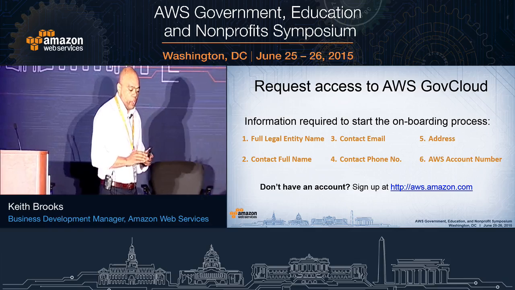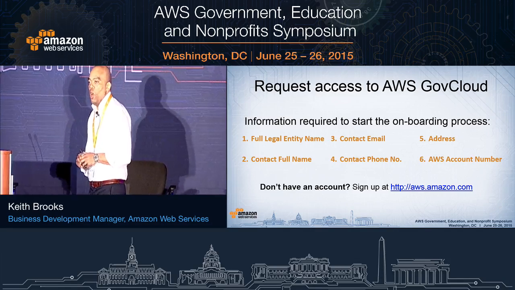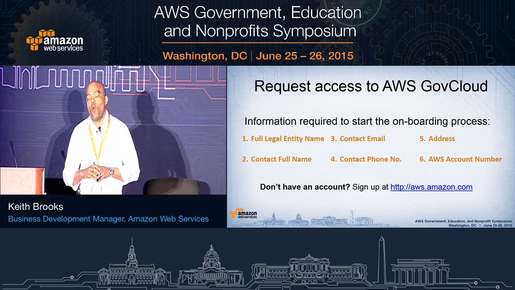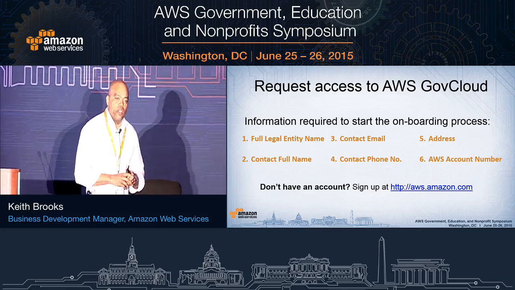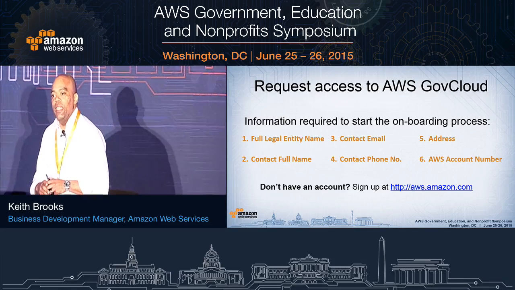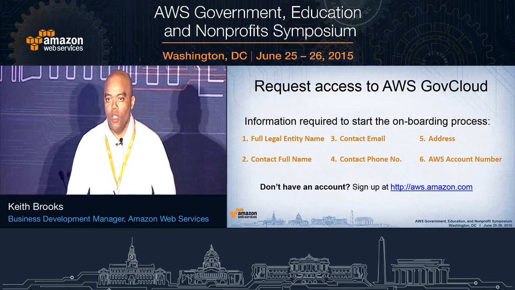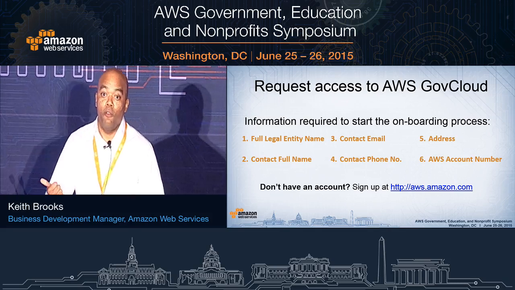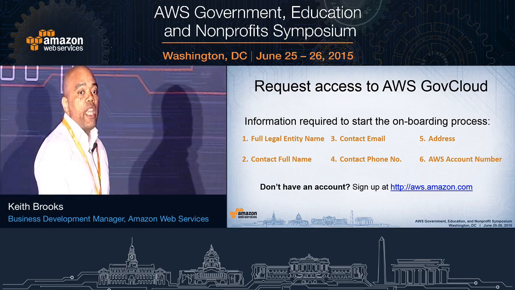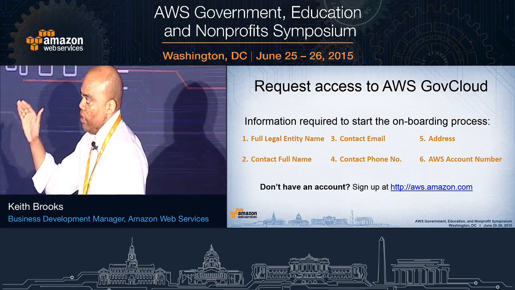Once you've made the determination that you meet those 3 requirements, we then can move forward with getting you onboarded to the region. And there are 6 key pieces of information that we require to start the process to onboard. We're gonna need the full legal name of the entity that the account holder or the person that's requesting access works for. We need the account holder's full name. We need email address, phone number, the address for the organization that that person's affiliated with, and the AWS account number.